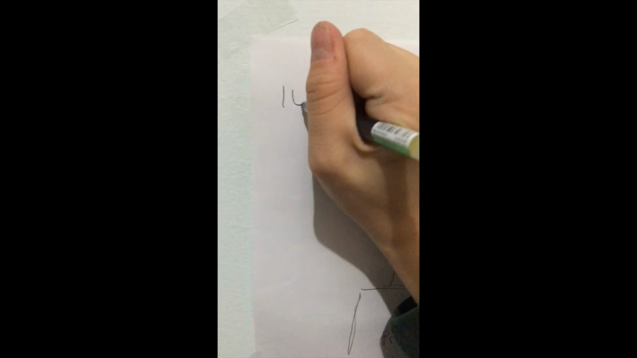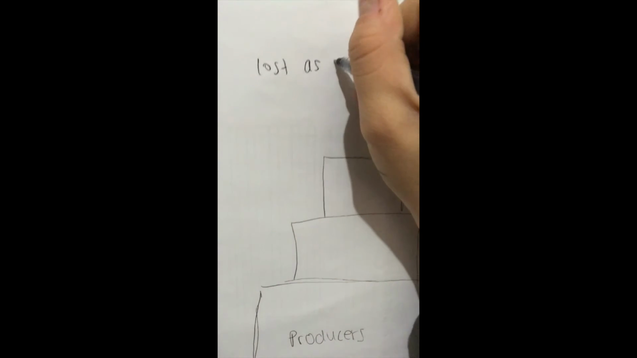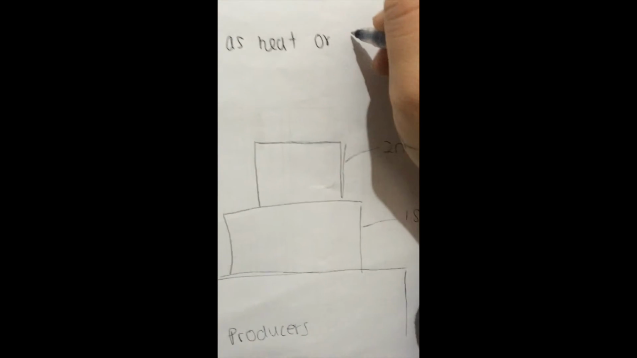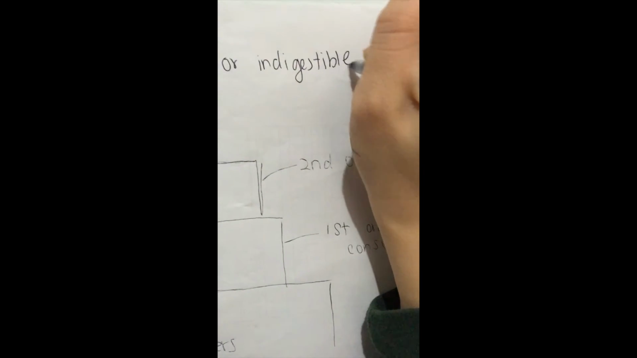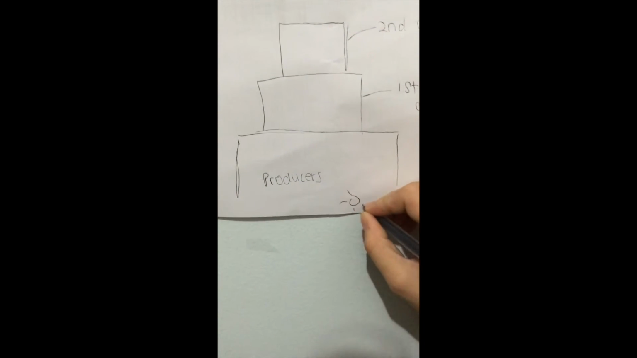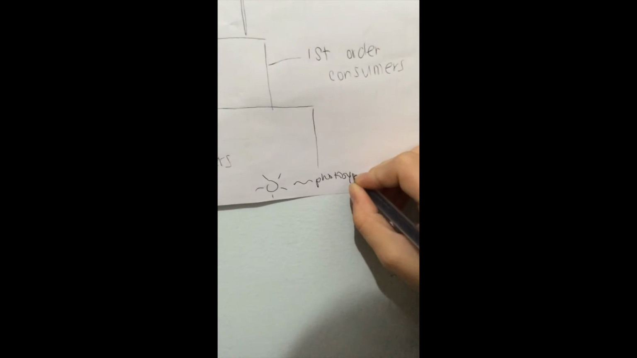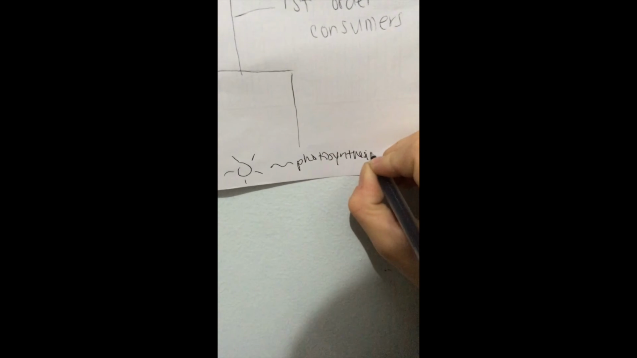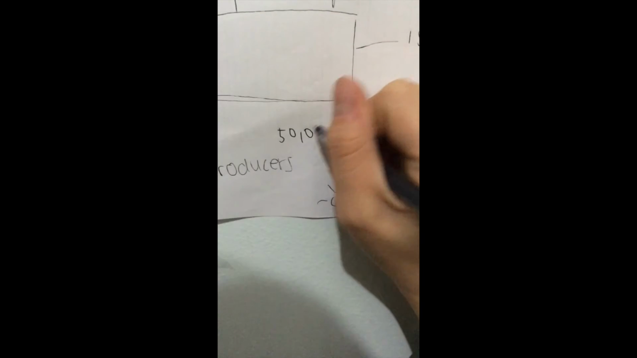Only around 10% of the energy from one step to another is transferred. The rest of the energy is lost as heat or cannot be digested, like bones and hair. For example, producers get their energy from the sun through photosynthesis. For this pyramid, producers, like plants, get 50,000 MJ m^-2 year^-1. That's the unit. I'm just going to call it energy for the sake of time.